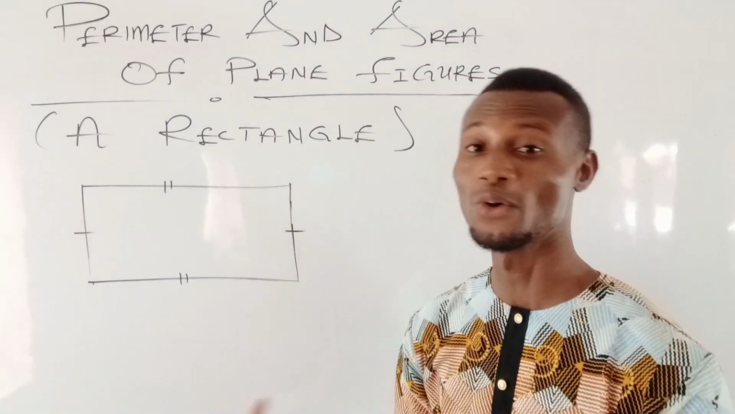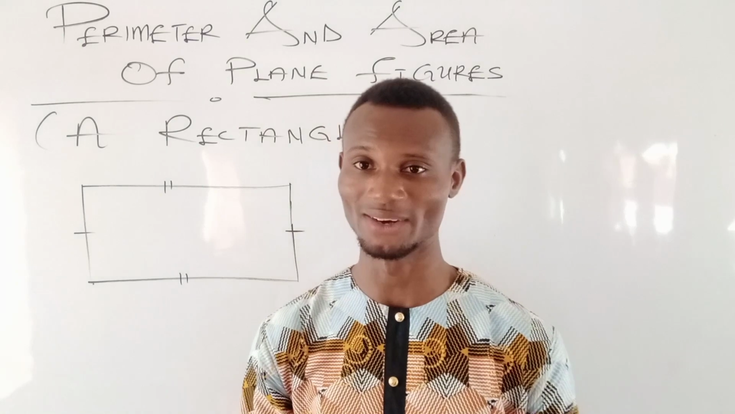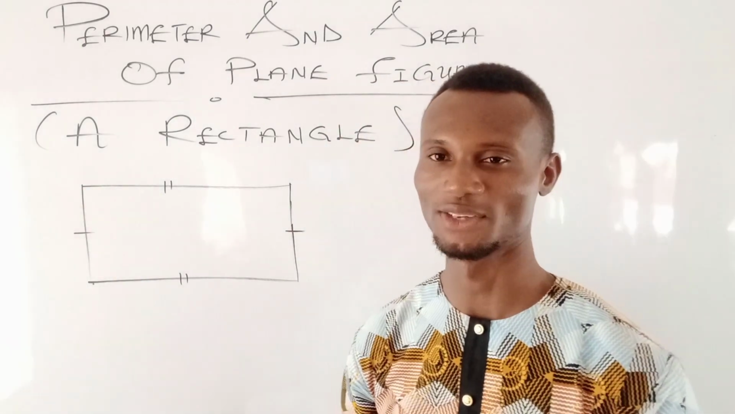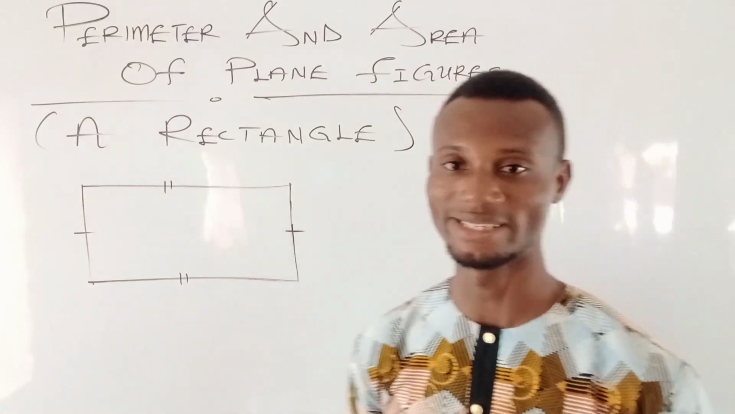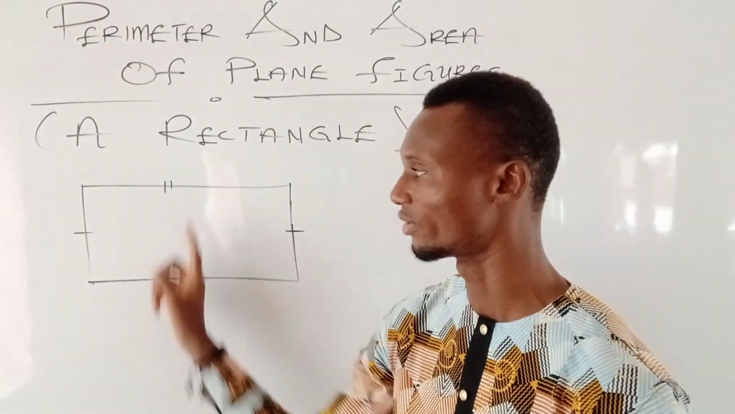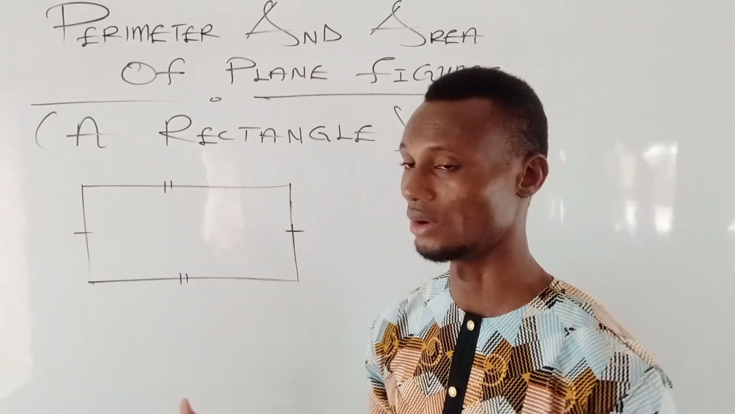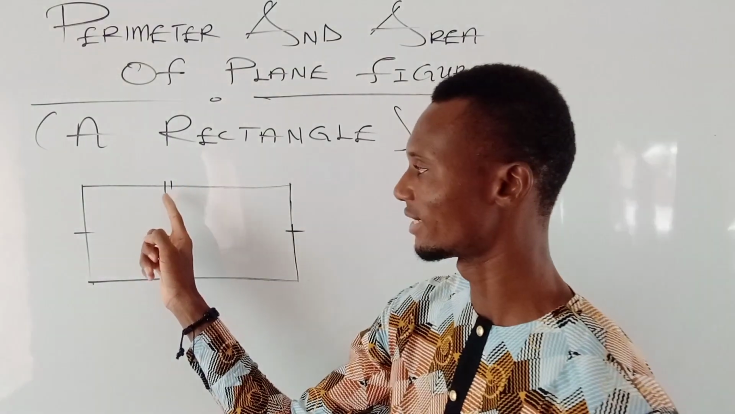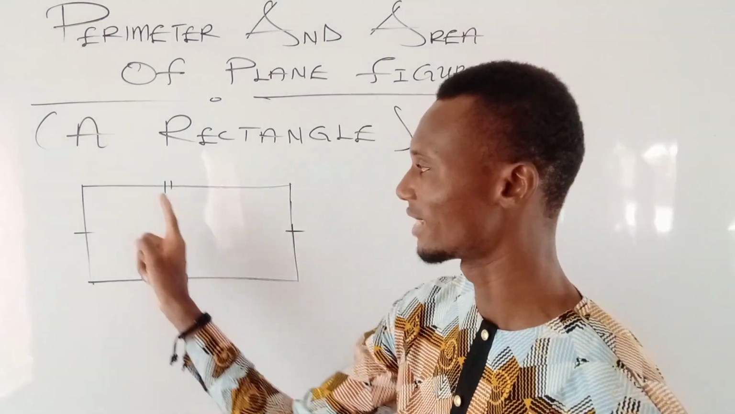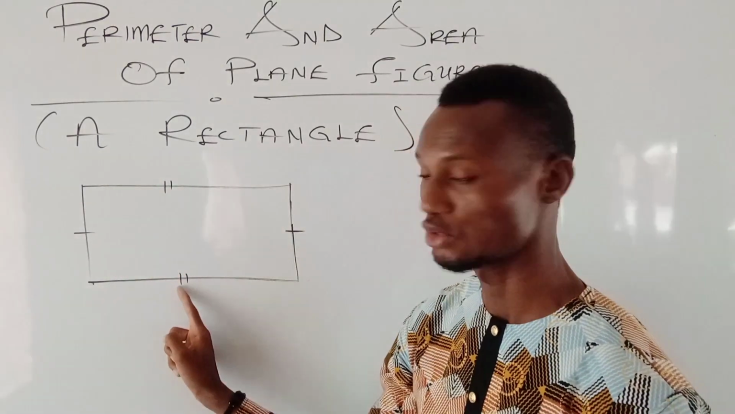I know most of you know about a rectangle. This is the diagram for a rectangle. The common property of a rectangle is that it has two opposite sides that are equal. Have you seen the mark here? It is the same mark we are having here, so it means that this side is equal to this side.